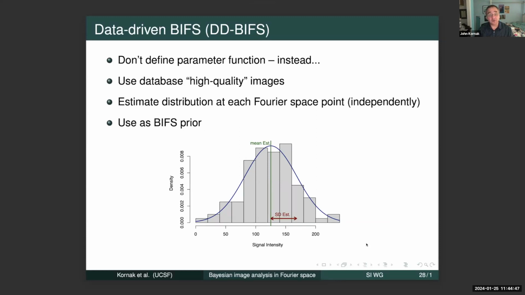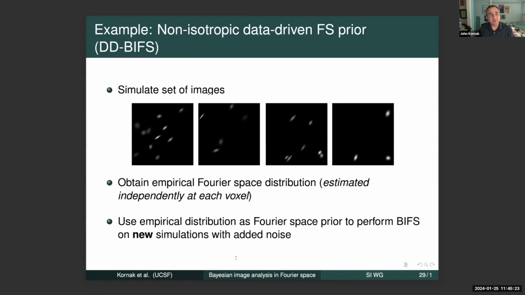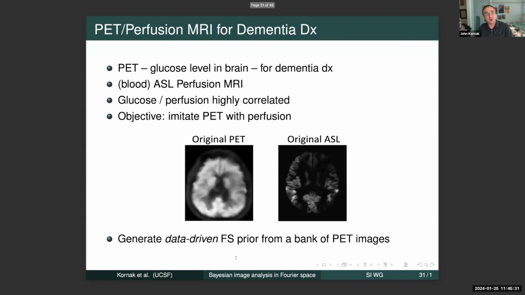We can do data-driven approaches. If you have a problem where you have a database of high-quality images, we can easily learn a prior for future images from those images by, again, just working independently at each location and estimating the distribution at each Fourier space location for each parameter, basically just by using the histogram. I'm going to skip the simulated example and go straight to an incredibly difficult problem that we tried this on, and had, I would say, slight success. The problem is in dementia.